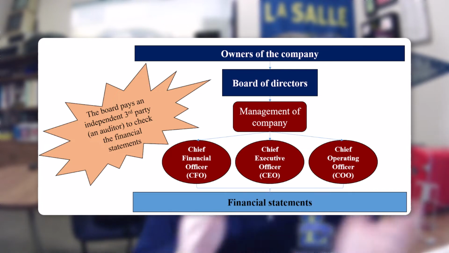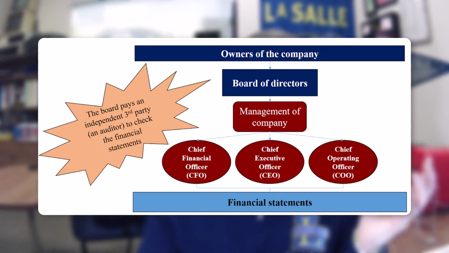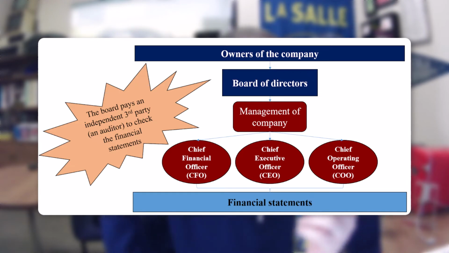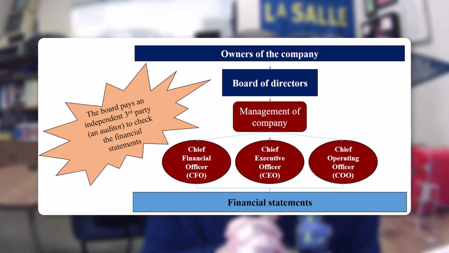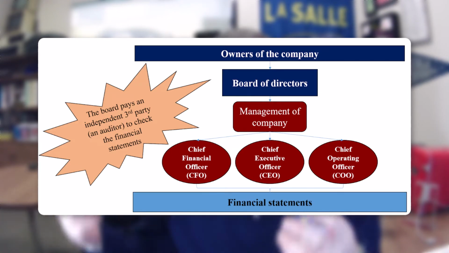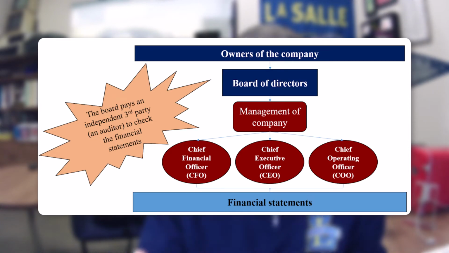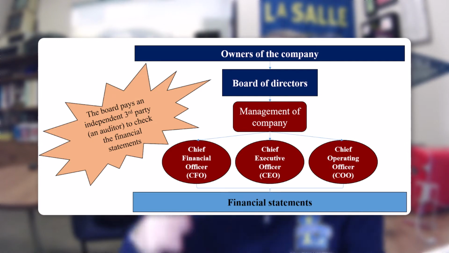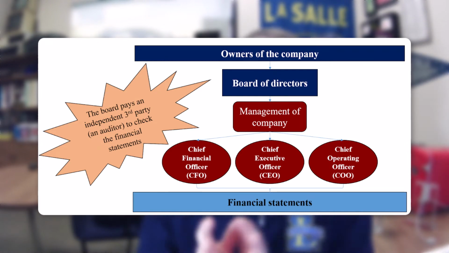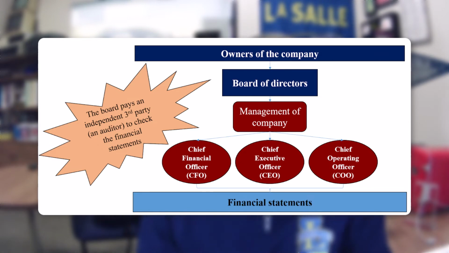On the one hand, the managers want to show the investors that they're doing a good job. But on the other side, the investors want a truthful report. So how do we assure that the financial statements are fair and accurate? How do we make sure that the creditors, the investors, and other users of financial statements are getting financial statements that are fair and accurate? Well, we hire an independent third party. We hire an external auditor.